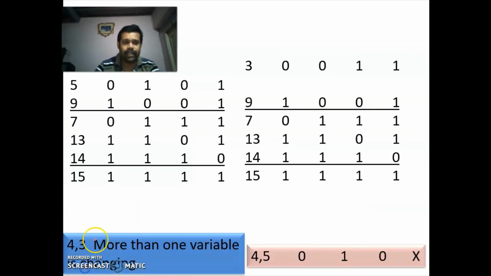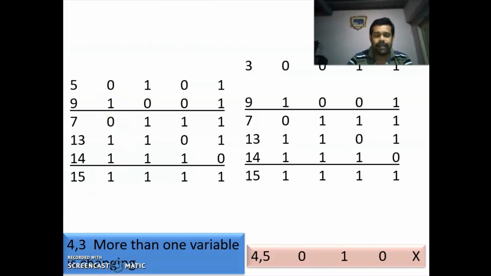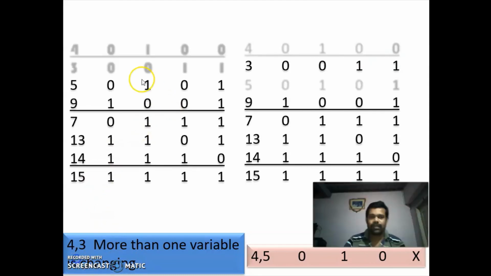After that, we are going for comparison. Now we are going to compare 4 with 3. The first variable is the same, the second variable is changing, the third variable is changing, and the fourth variable is changing. Here more than one variable is changing, so we can't consider 4 and 3.